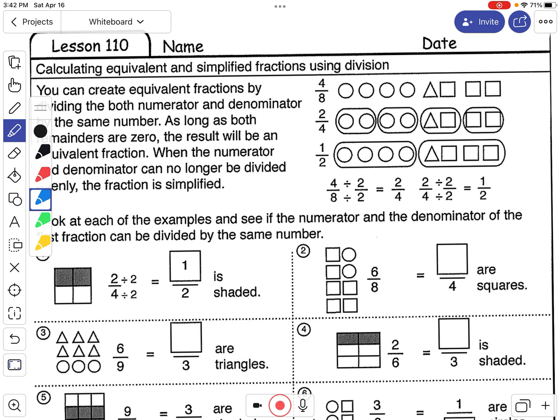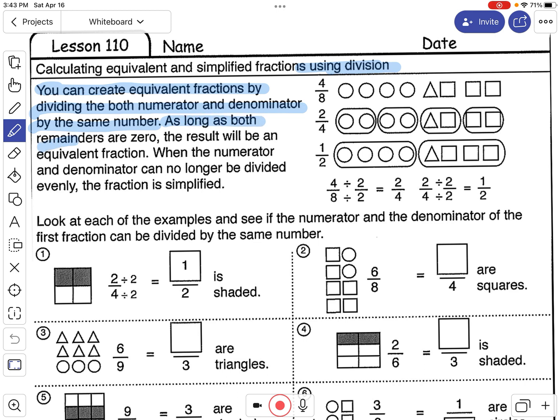Equivalent fractions are two fractions that name the same amount of stuff, and the way that we're going to move from one fraction to the other is by using division. Let's read this part. Let's get that out of the way. Read along with me here. You can create equivalent fractions by dividing both the numerator and the denominator by the same number. We'll take a look at that in just a second.